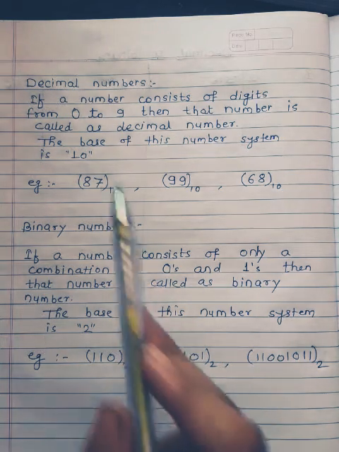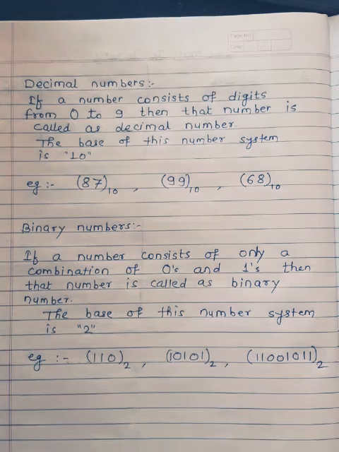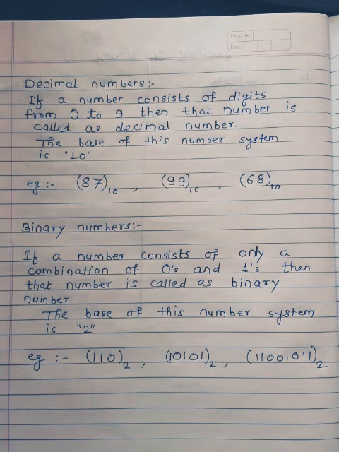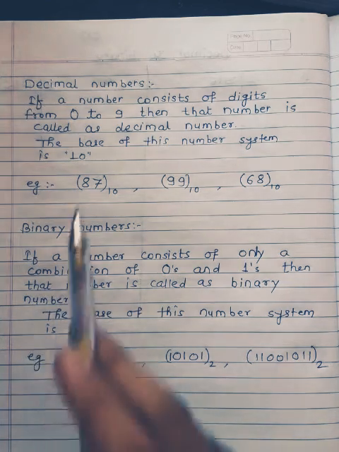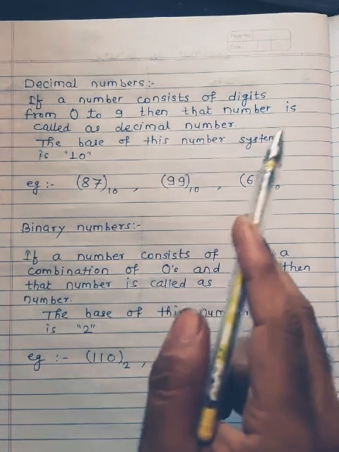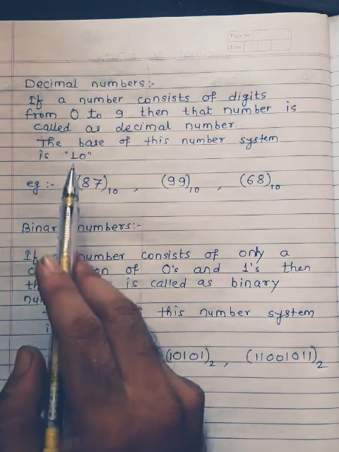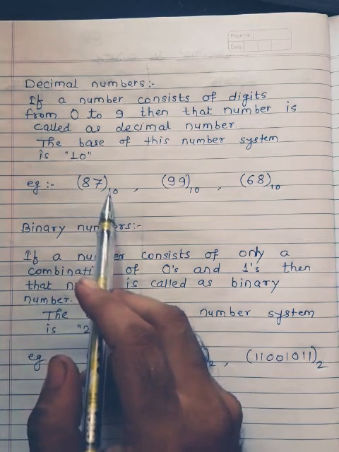First of all, decimal numbers. If a number consists of digits ranging from 0 to 9, then that number is called a decimal number. So remember this, the base of this number system is 10. Base is written at the bottom.